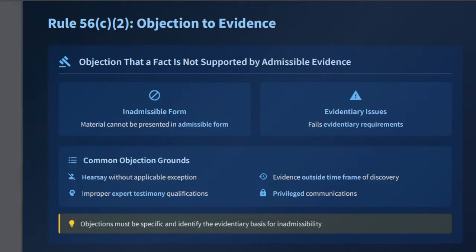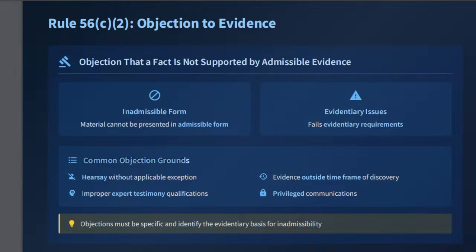And let's move along here to Rule 56(c)(2). Objection to evidence. An objection that a fact is not supported by admissible evidence. So an inadmissible form is one objection. The material cannot be presented in admissible form. And then there are evidentiary issues. It fails evidentiary requirements. So perhaps it's privileged, or for whatever other reason can't be considered as evidence. And there's also the inadmissible form. Maybe something that can't be verified.